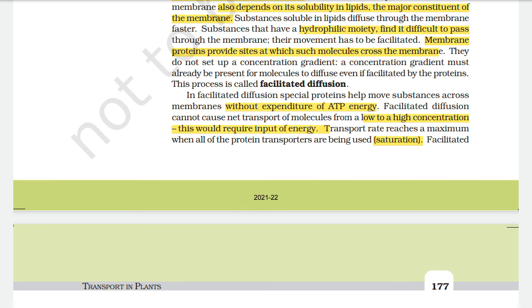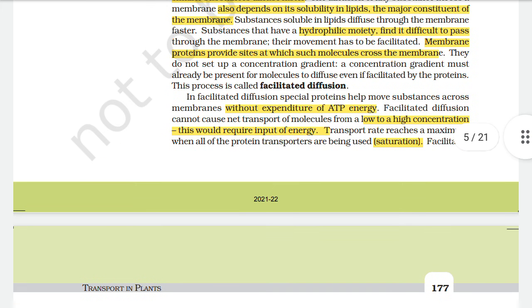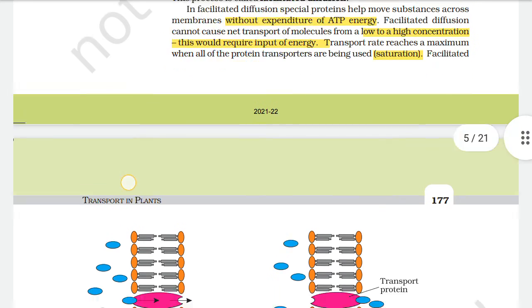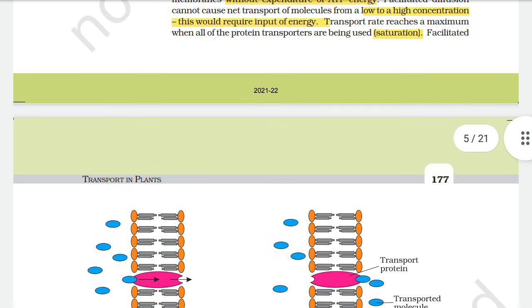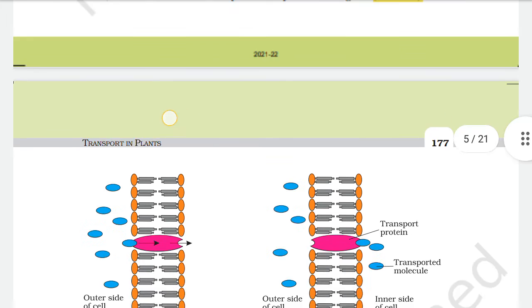So for such substances, protein is needed for acting as a channel, and that is facilitated diffusion, in which there are some channels, and those channels are nothing but proteins, which carry the substances from one side of the membrane to the other. In this case, ATP is not required. This is also an energy independent process. Saturation is there, of course. What is saturation? Saturation means that when all the transporters are being used, that is the case of saturation. It means that all the protein transporters are being used up.